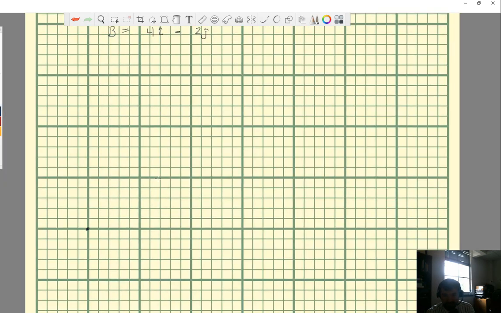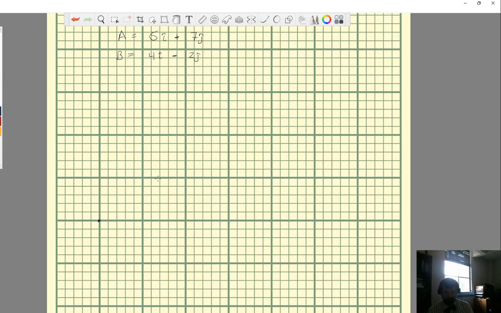zoom out a little bit there. Vector A would maybe begin here, and we'd go over 5, so 1, 2, 3, 4, 5. We have to go up 7, 1, 2, 3, 4, 5, 6, 7. So vector A would be like this, starting here at the origin, ending right here.